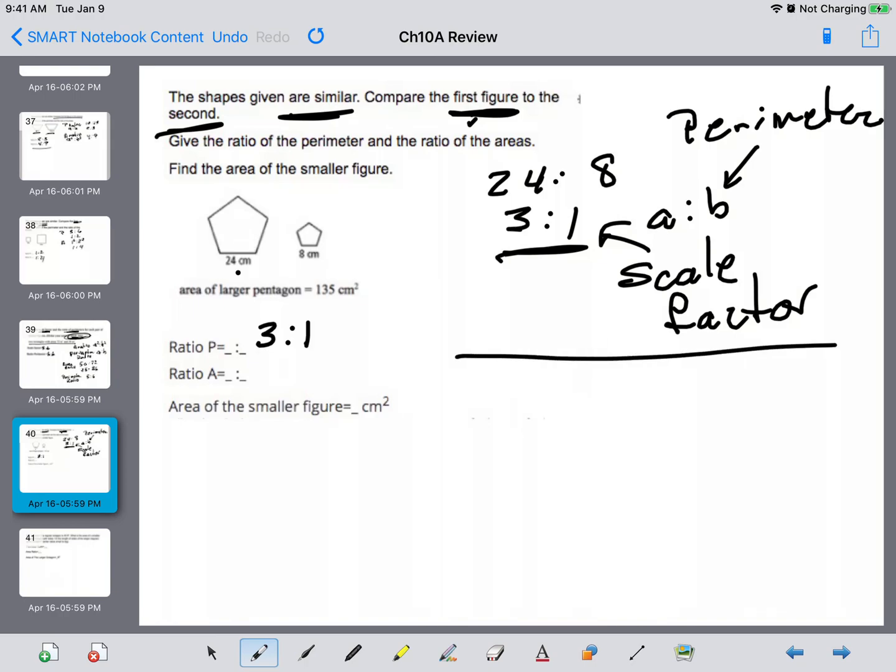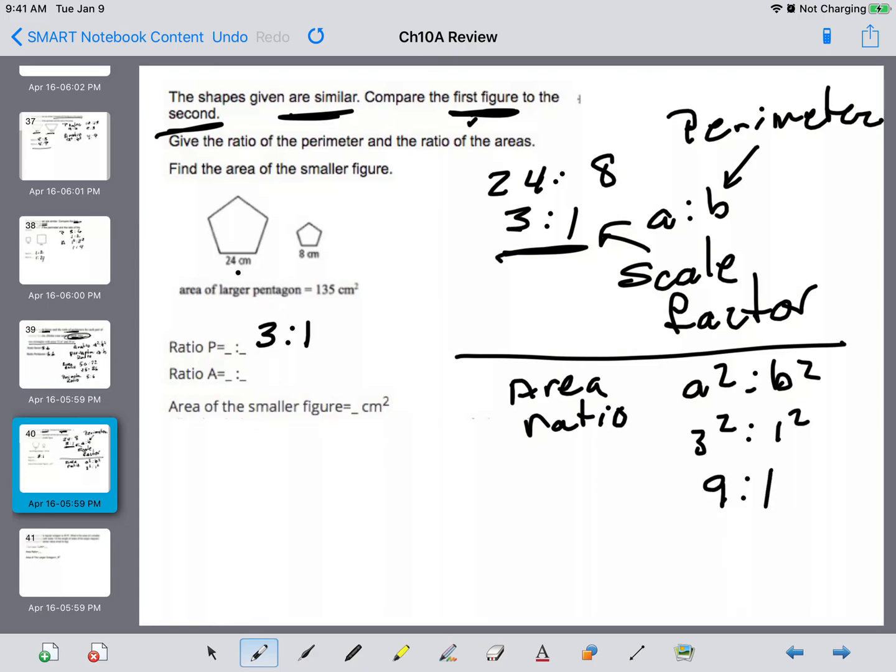Now, we also know area ratio. Our area ratio is A squared to B squared. Since my perimeter ratio is 3 to 1, my area ratio is 3 squared to 1 squared, which is 9 to 1. Now, the area of the smaller figure. I've got to find the area of the smaller figure. Well, I have the area of the larger figure right there.